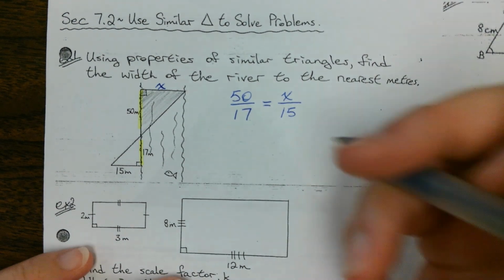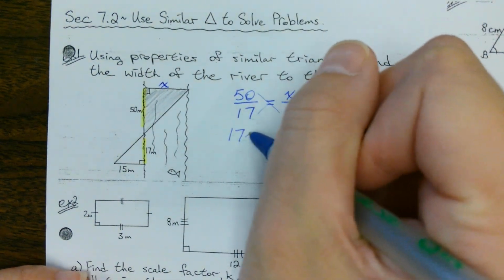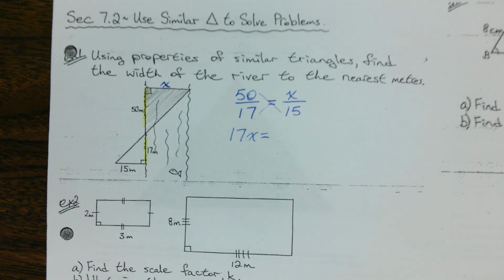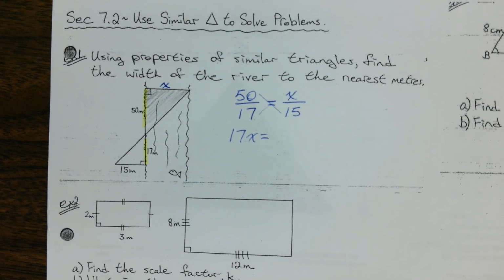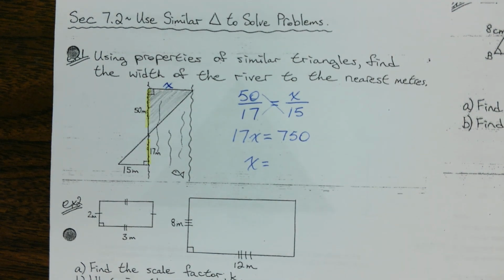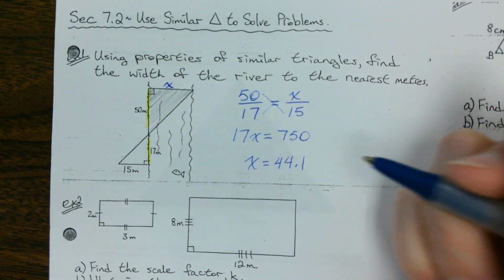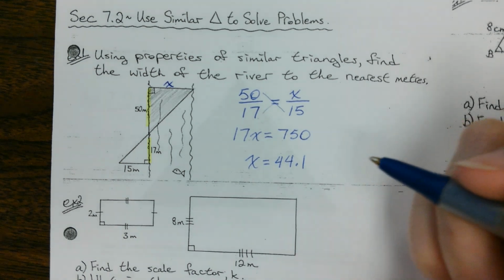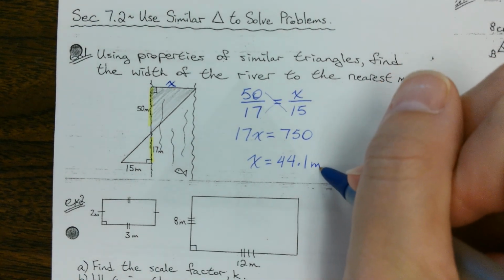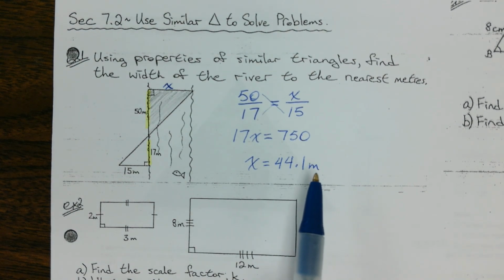All right. So cross multiply, and I get 17x equals 50 times 15, which is 750. And then when you divide, 750 divided by 17, you get 44.1. And what's my unit? Meters. Good, because it's meters right here. So therefore, the width of the river is 44.1 meters wide.